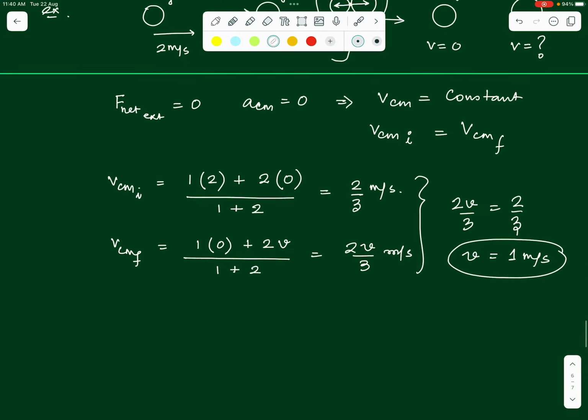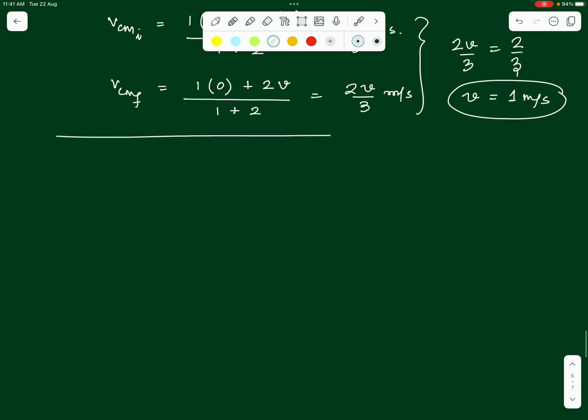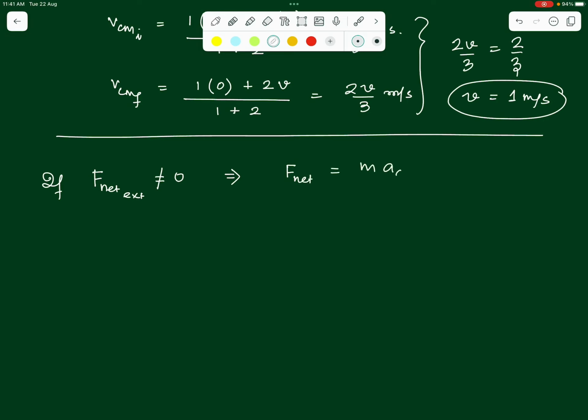What if there is a net external force? What if the net external force is not 0? Net external force is non-zero. If this is the case, we can say that the net external force will be equal to the mass into the acceleration of the center of mass, right?